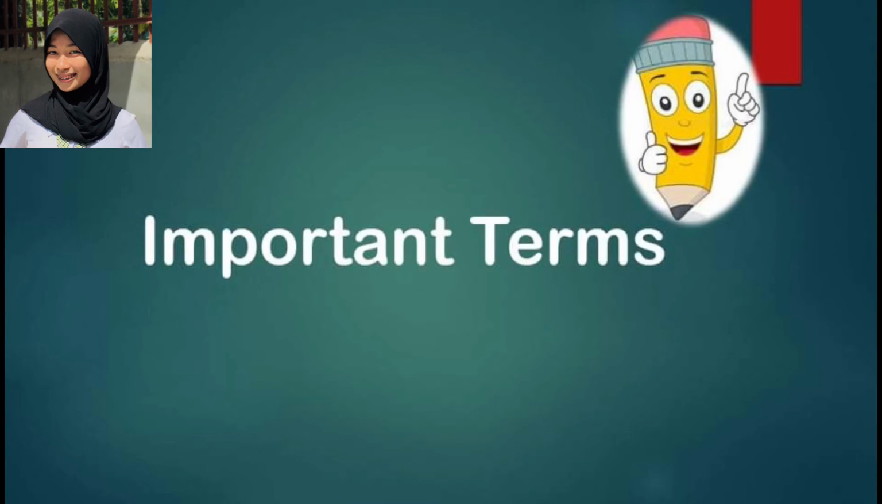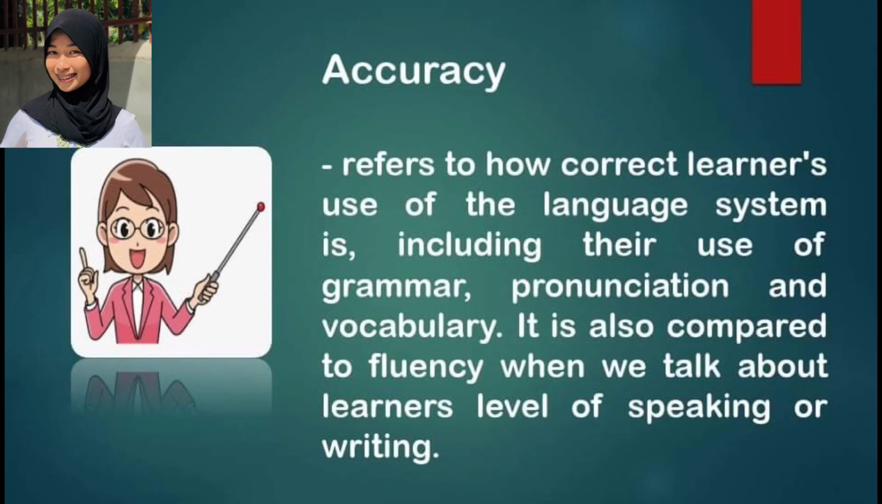In this lesson, we have two important terms. First is accuracy. Accuracy refers to how correct learners' use of the language system is, including their use of grammar, pronunciation, and vocabulary. It is also compared to fluency when we talk about learners' levels of speaking or writing. When we say accuracy, it refers to the correct use of language, meaning the use of the words in a sentence. In fact, there are some words that have the same spelling but in terms of their meaning they are different. I will give you an example later.